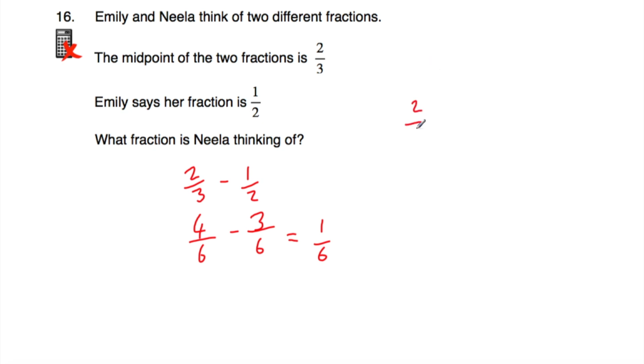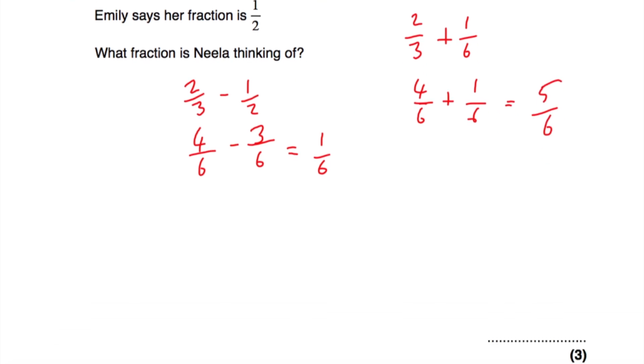So if we had the midpoint, which is 2 thirds, and we add the 1 sixth, we will be able to find out what Neela's fraction is. So let's add these two fractions, but let's look at the denominators. We've got 3 and 6, and the lowest common multiple of 3 and 6 would be 6, so 6 and 6, and plus. To get from 3 to 6, we multiply by 2, so 2 times 2 is equal to 4. And this fraction already had 6 on the denominator, so let's leave the numerator as 1. And 4 sixths plus 1 sixth would be equal to 5 sixths. So Neela's fraction is 5 sixths.